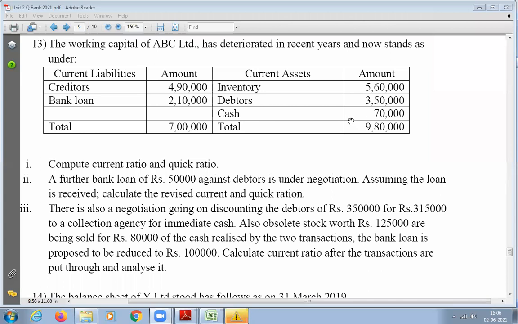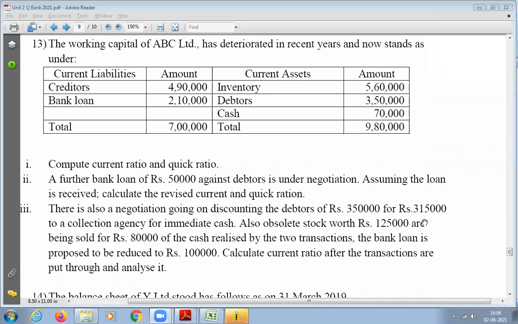So how much debtors do they have now? 3.5 lakhs. The entire 3.5 lakhs they are discounting. Discounting means that the company will surrender all the debtors of the company. Whatever they're supposed to get from the debtors will be surrendered to a particular bank or a collection agency. Structurally, in finance terms, it is called factoring. When they do that, they will get the money immediately, but not the full money. They'll deduct some amount and give you a lesser amount, but you will get the cash immediately.